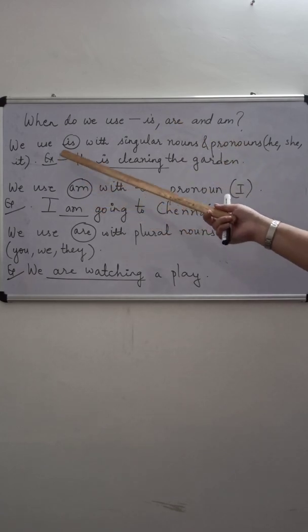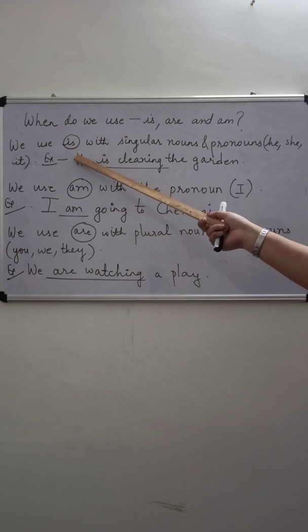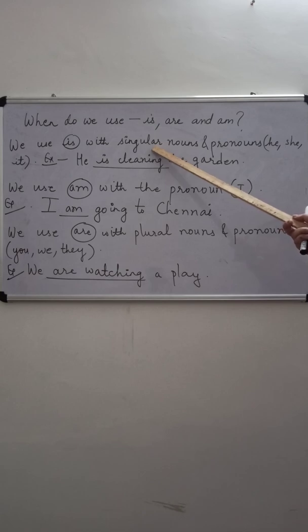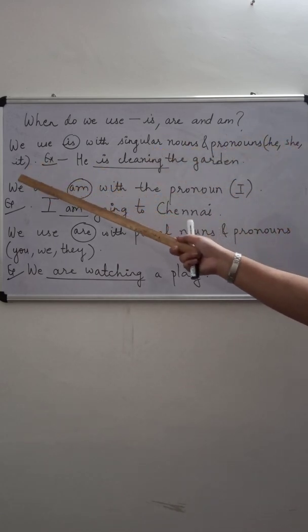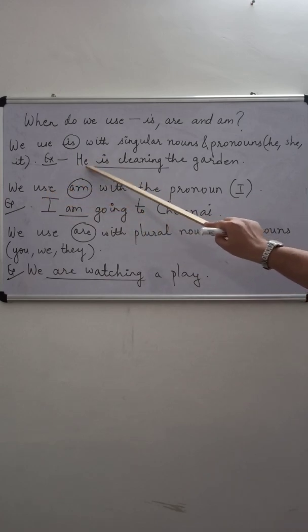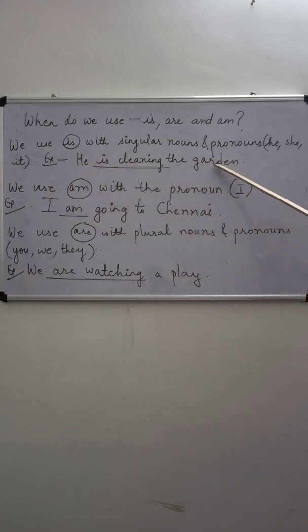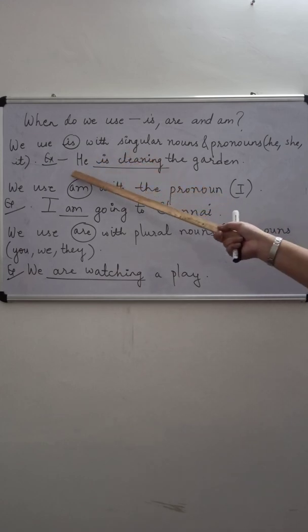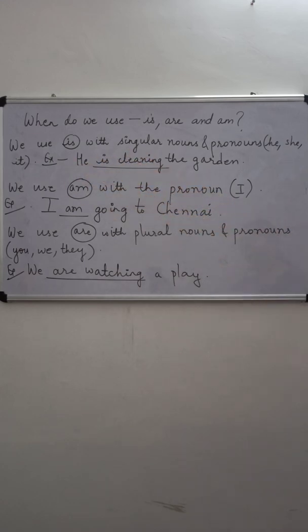Now let us understand when do we use the verbs is, are and am. So first, we use the verb is with singular nouns. Singular nouns are those nouns that are one in number. And with pronouns he, she and it. For example, he is cleaning the garden. So we have used the verb is cleaning with the pronoun he.